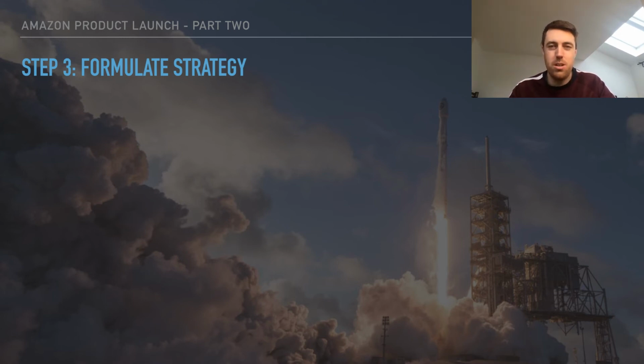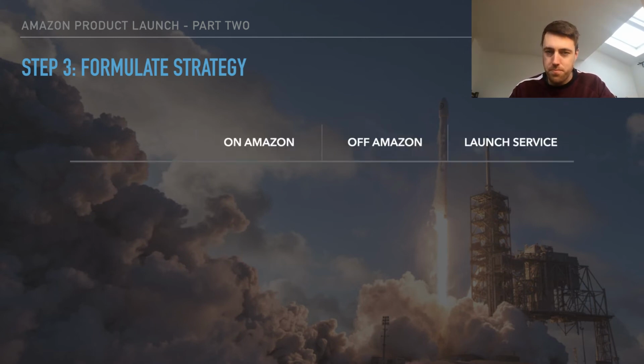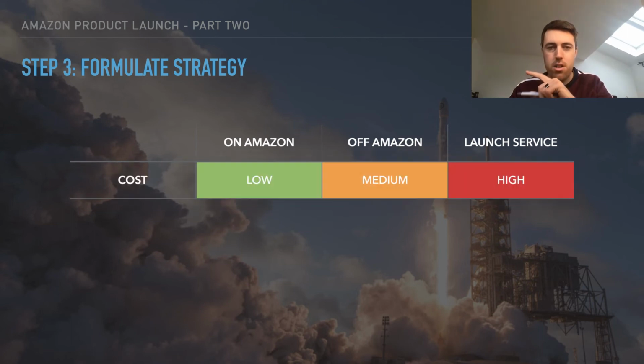Now we know the costs and we understand these processes a little bit more. Let's take a look at these 3 options. Let's take a look at them again in our 3 columns. Firstly, the cost. As we've just discovered, the cost for on Amazon is potentially much lower than the other options. Our cost off Amazon in terms of Facebook ads, building our list, etc., is in the medium range, but launch service, obviously because of the cost of giving away units, is a high cost.